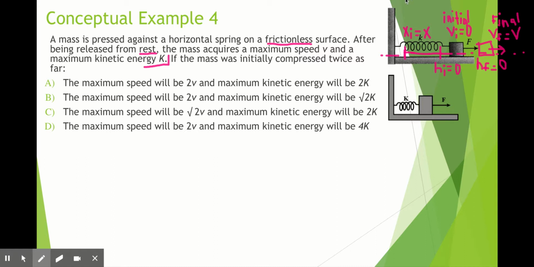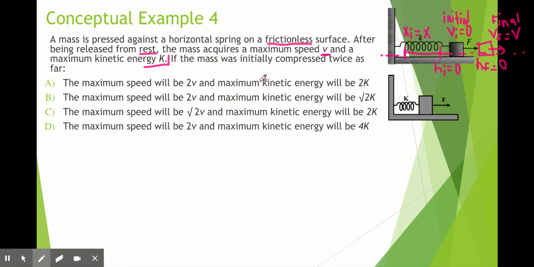It's going to leave the spring and slide across the surface, gaining a maximum velocity of v.